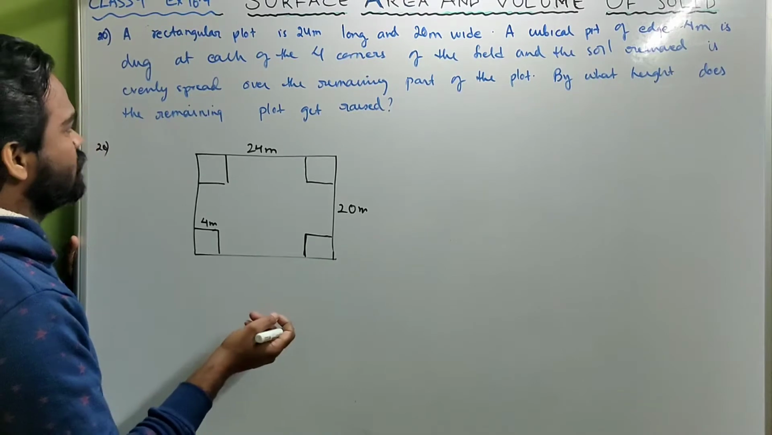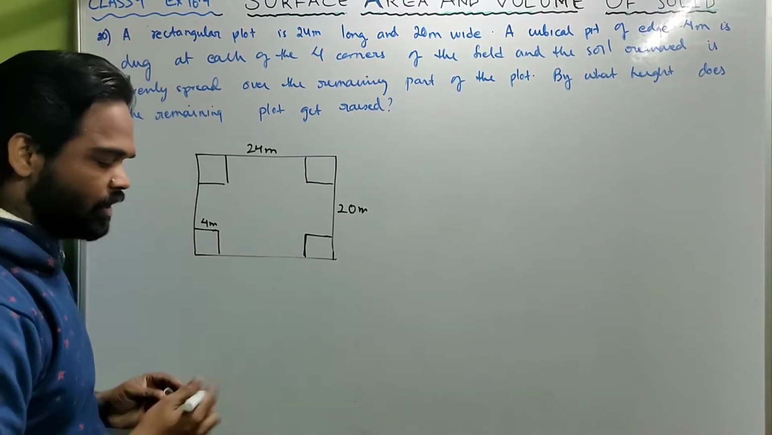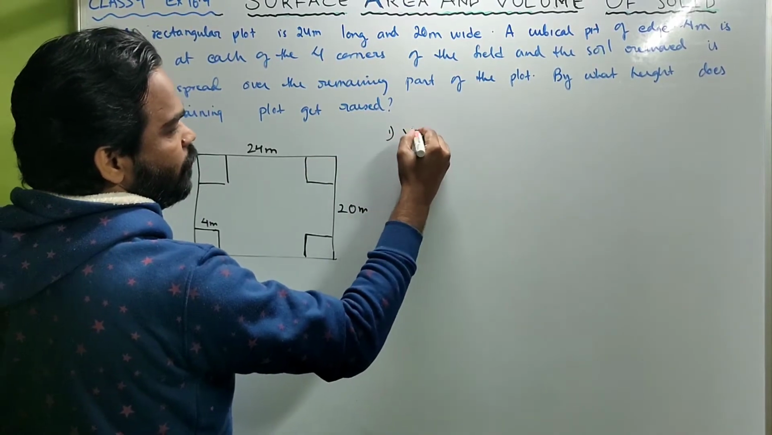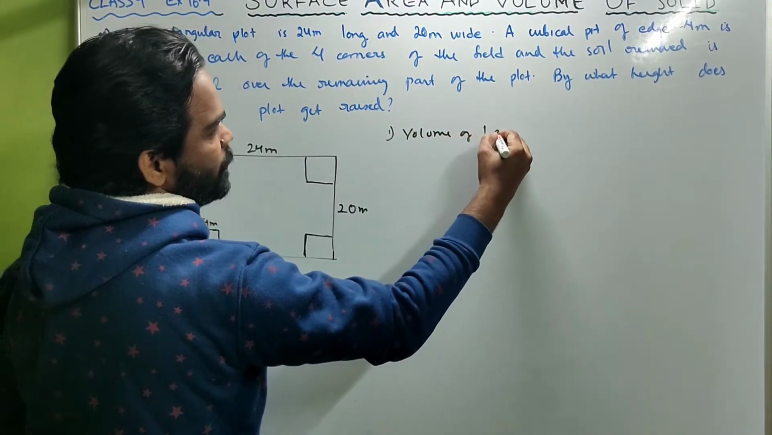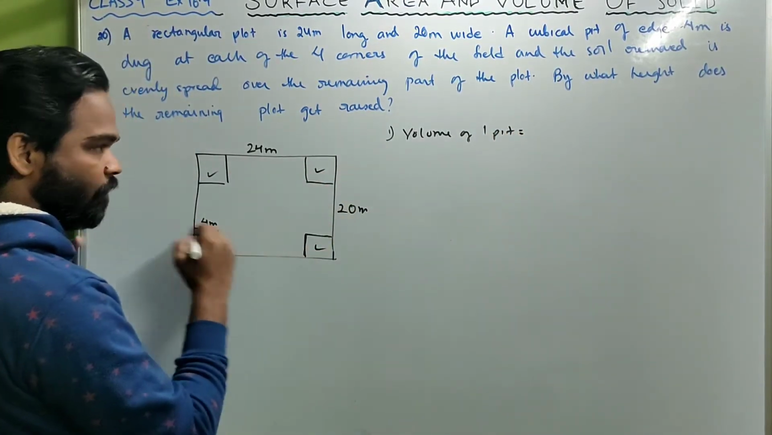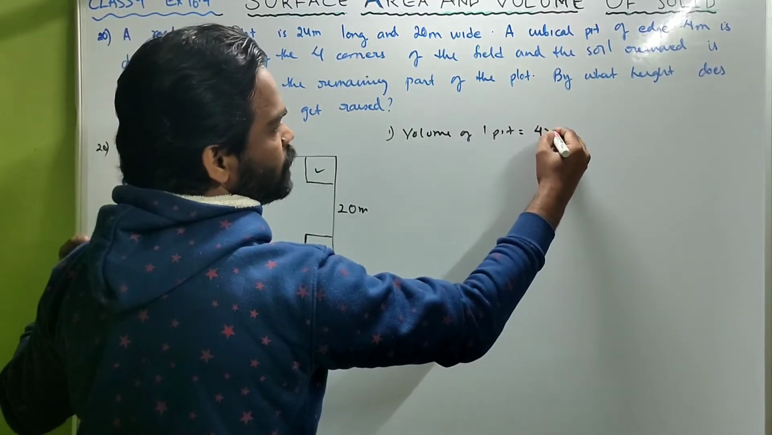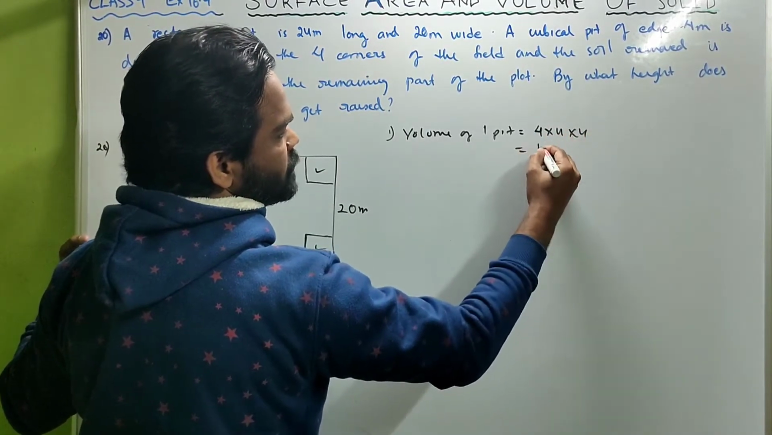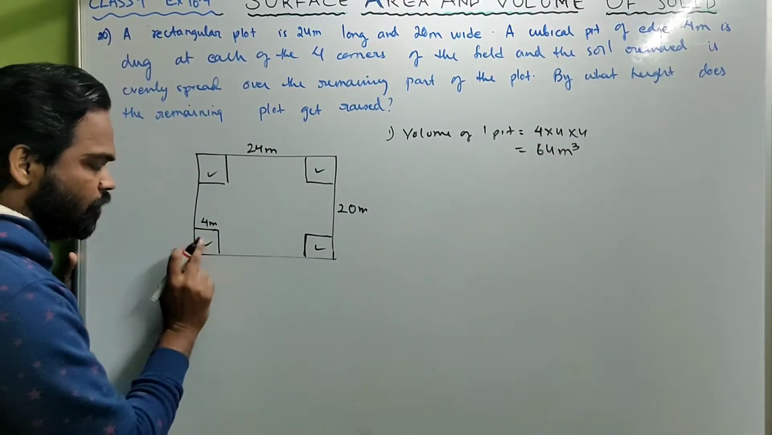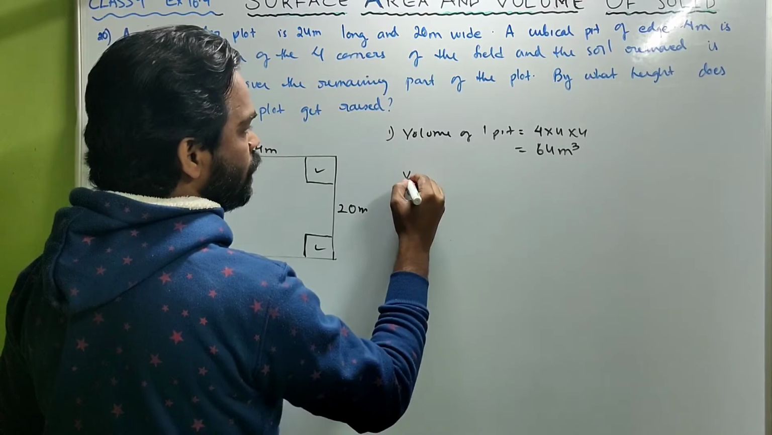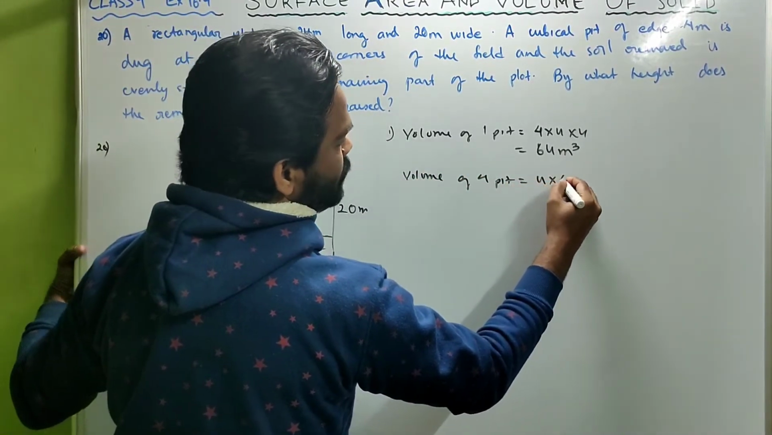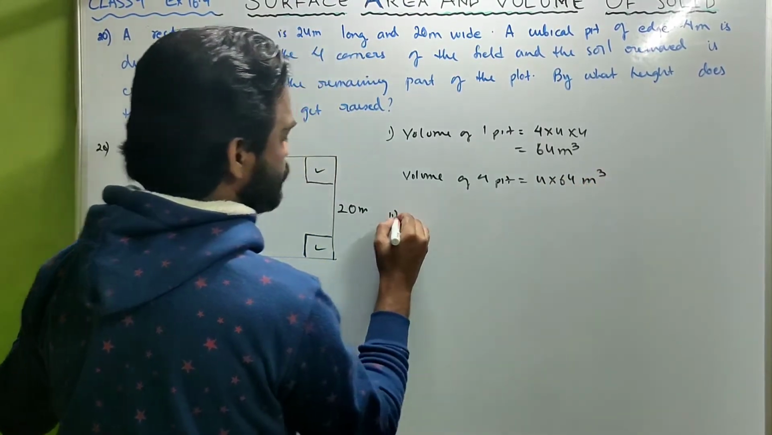By what height does the remaining plot get raised? Similar to the previous one. First, find the volume of the pit. Volume of one pit, since it's a cube, okay, of edge 4 meter, so it will be 4 into 4 into 4. That's 64 meter cube. That's the volume of the soil removed from one pit. So volume of 4 pits will be 4 multiplied by 64 meter cube, isn't it?